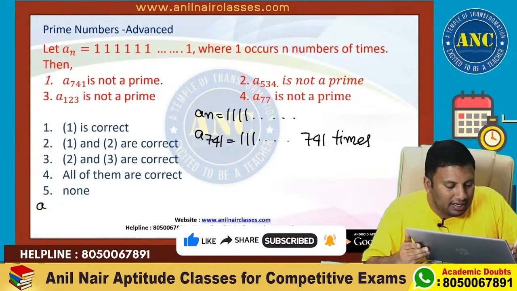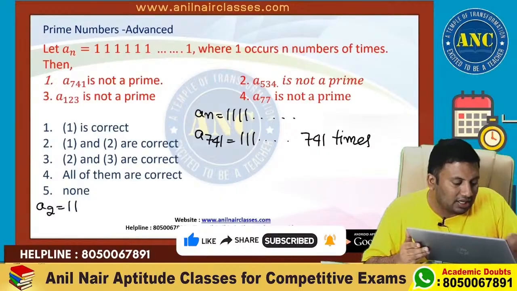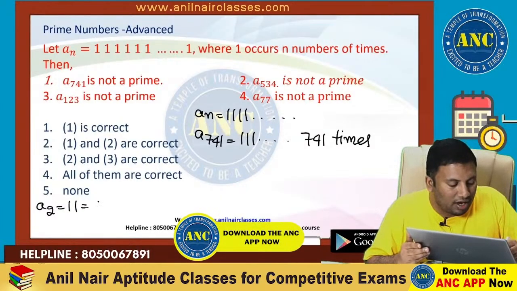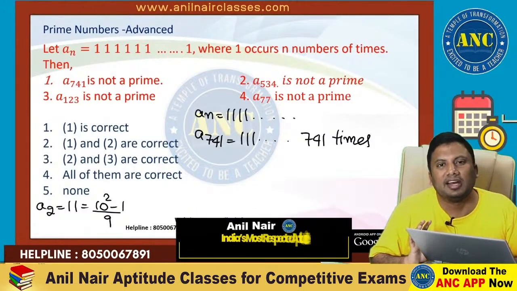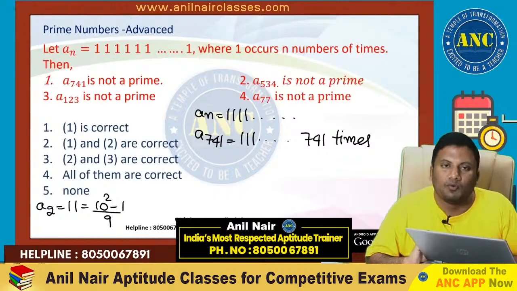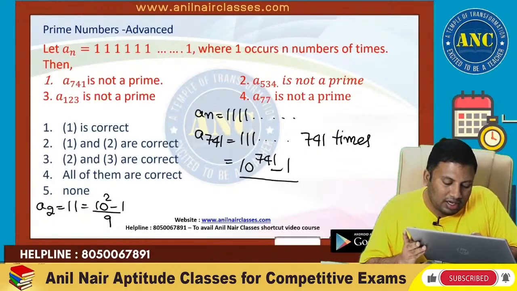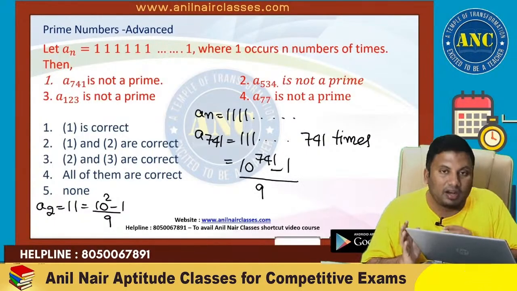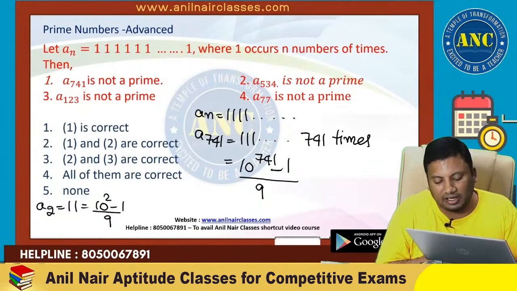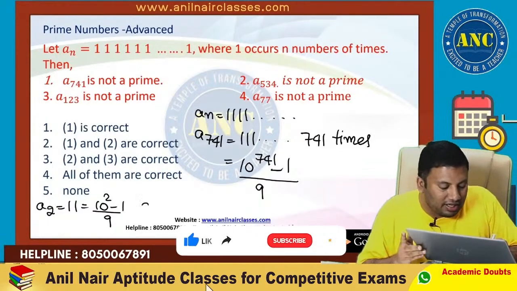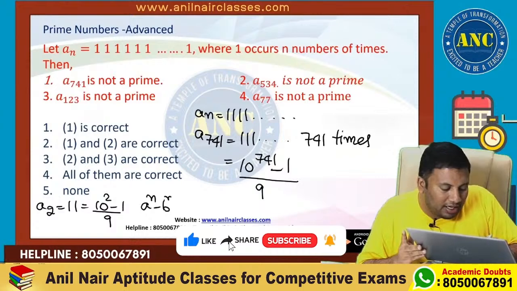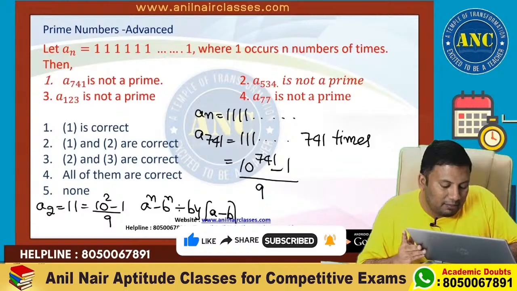Suppose A2 is there. This is nothing but 1 written 2 times, which is 99 by 9. If it is 741, it is 10 power 741 minus 1 divided by 9. Are you all with me? 10 power 741 minus 1. What did we discuss? A power n minus b power n is always divisible by a minus b.